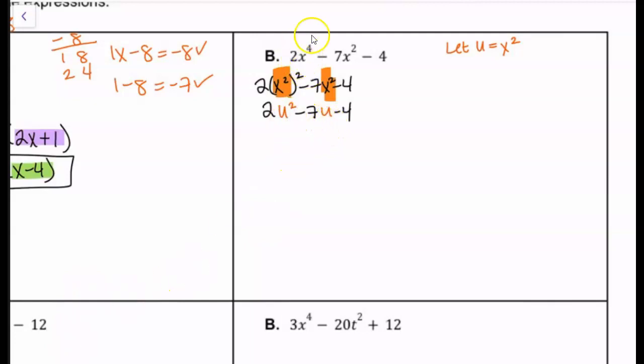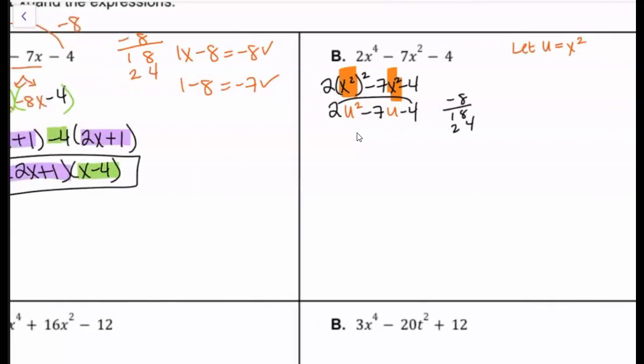Generally all you're doing is turning the first one into u squared and the second one into just a normal value. We only do this so that we can factor by grouping like normal. So same idea, you're going to multiply your first and your last term. So 2 times 4, which is 8, negative 8 again. 1 and 8, 2 and 4.